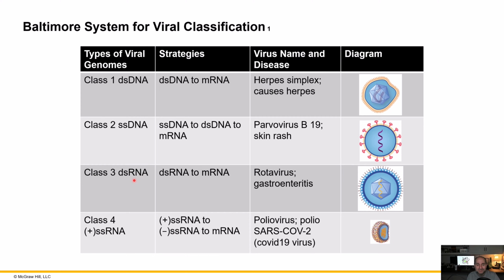I know you're not familiar with double-stranded RNA. Most of you are familiar with single-stranded RNA, for example, mRNA, but double-stranded RNA exists. And the viruses that are part of class 3, according to the Baltimore system, are the double-strand RNA viruses. These include rotavirus. Class 4 viruses are actually single-strand RNA viruses that have a positive sense. What does that mean? What is a single-stranded RNA positive sense virus? For that answer, let's head over to the board.